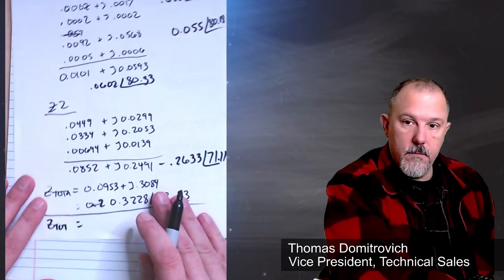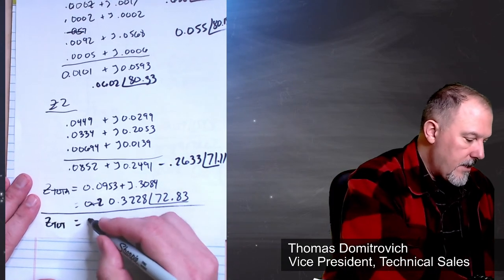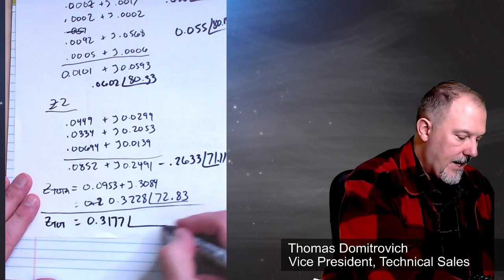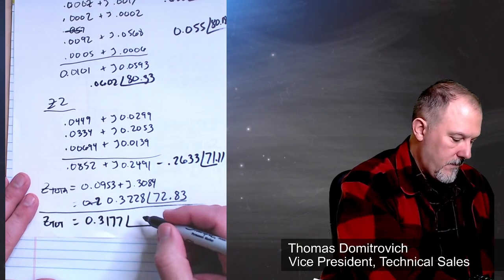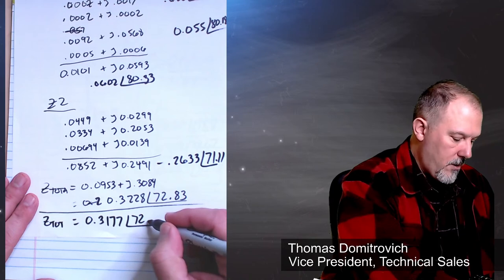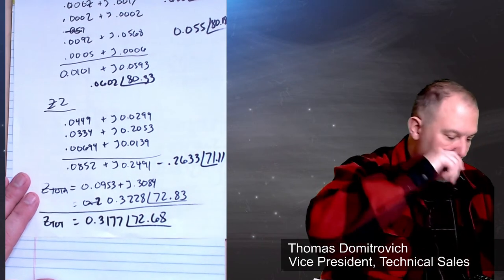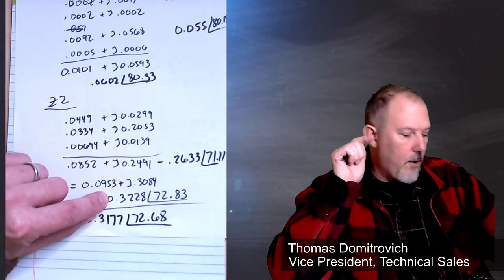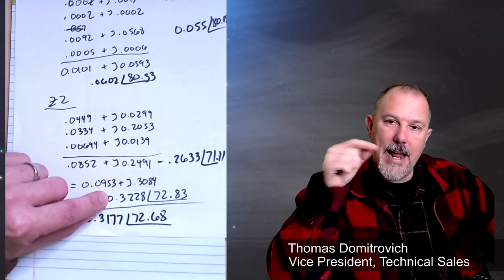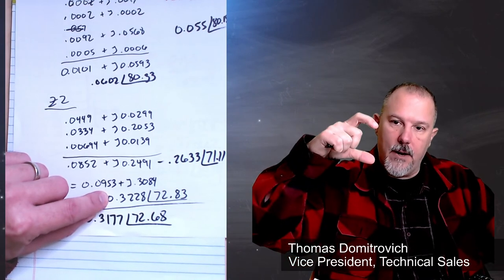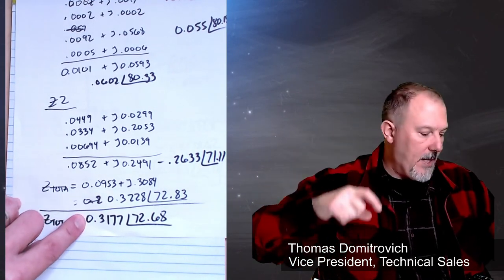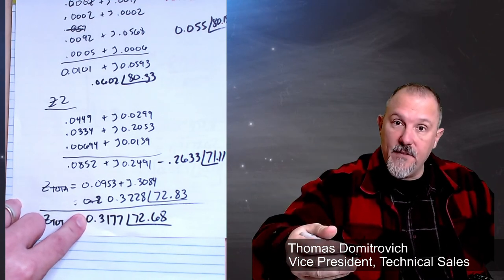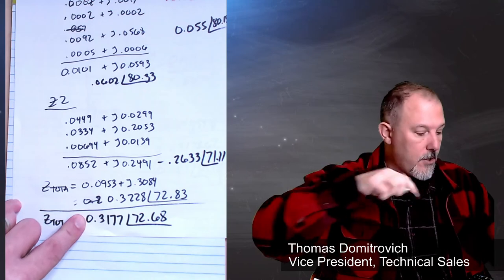With the motor, it is 0.3177 at an angle of 72.68. Now, there's my impedance without the motor, 0.3228. When I added the motor, because I did them in parallel, I reduced the overall impedance to 0.3177. And what's that going to do to my fault current? When my impedance goes down, my fault current goes up.